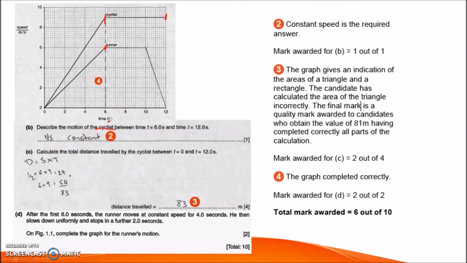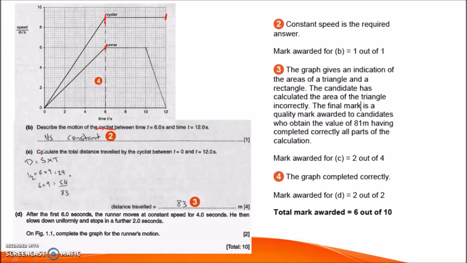Describe the motion of the cyclist between time t 6 second and time t 12 second. So you have 6 second basically from here for runner and then cyclist, but in the question they ask you to put down for cyclist only. For the cyclist here, the candidate's answer is it is constant, which is correct. The examiner comment: constant speed is the required answer, so the mark is 1 mark.